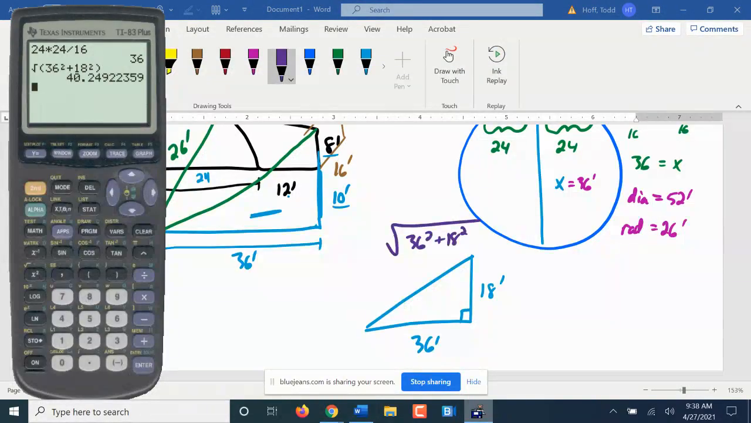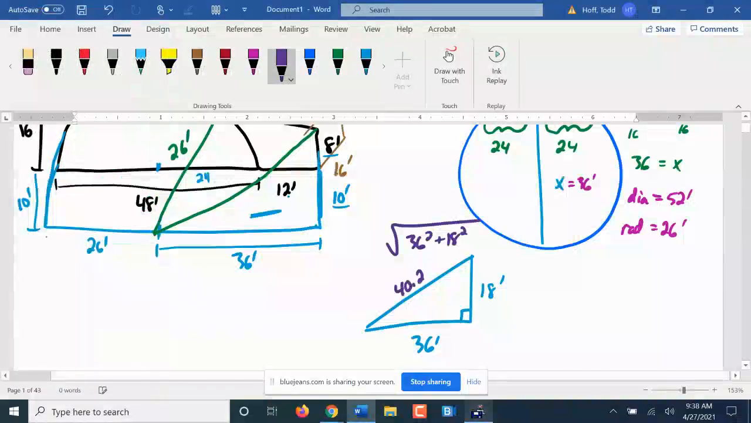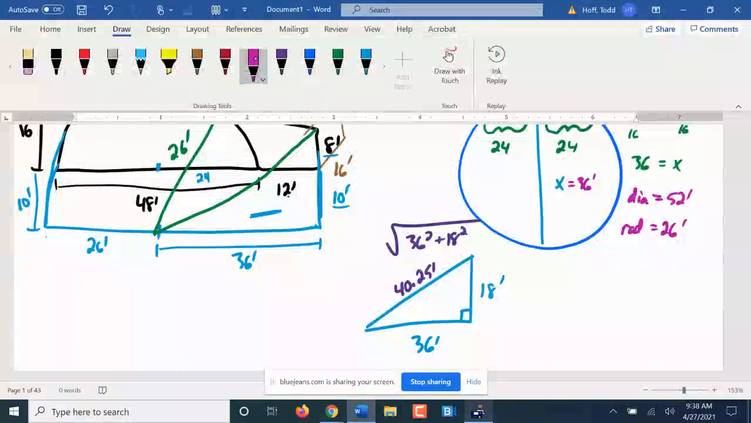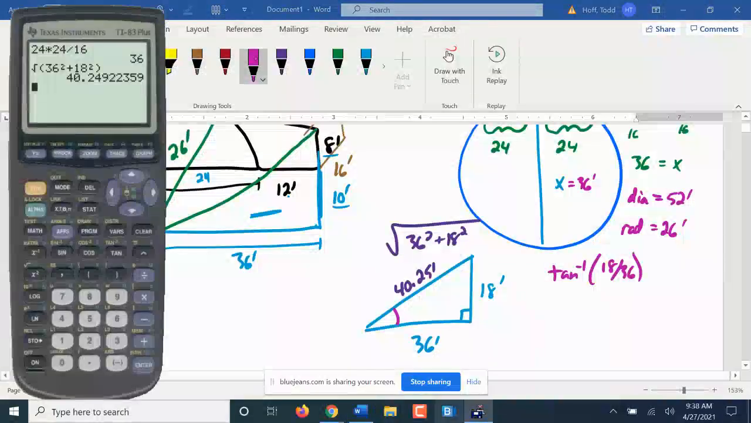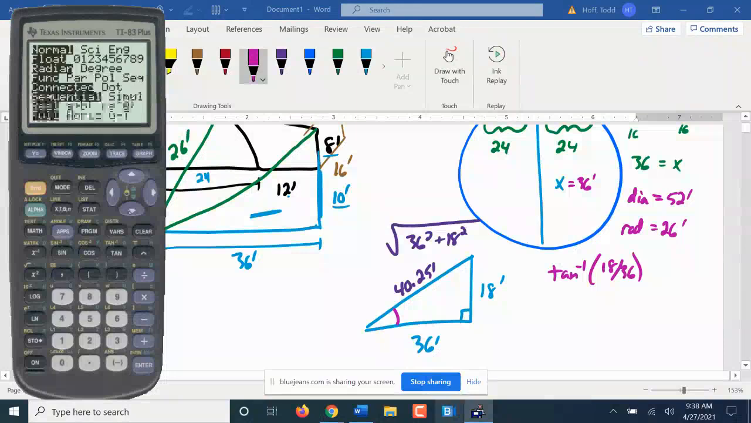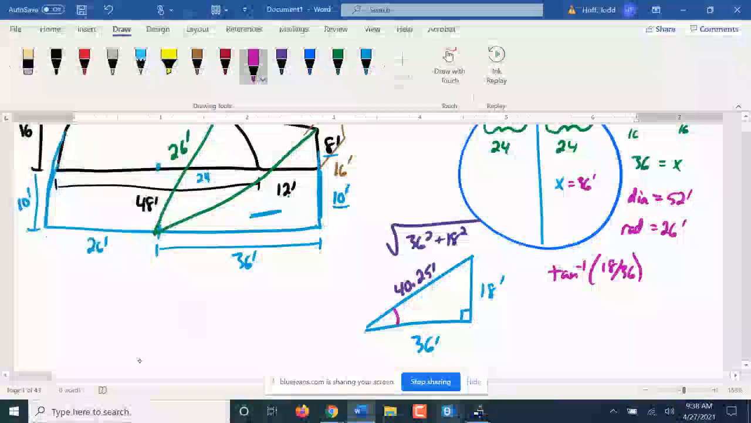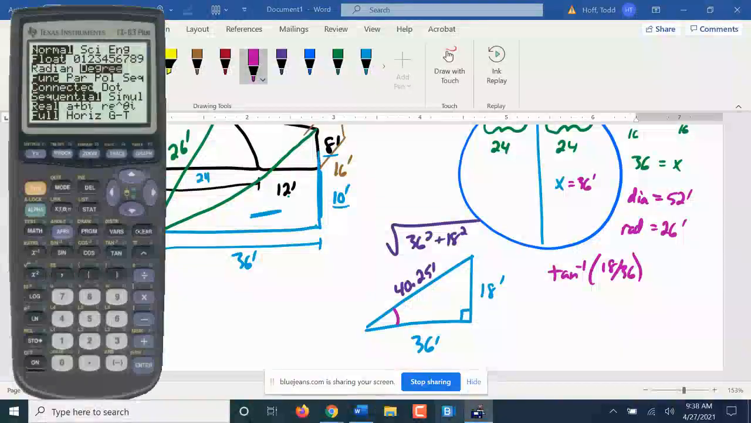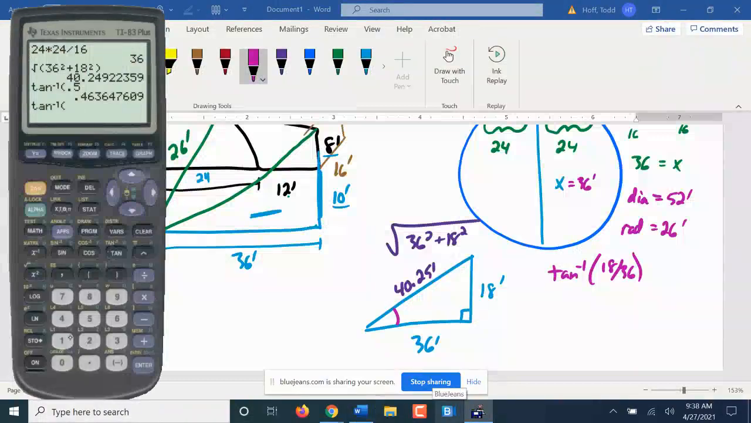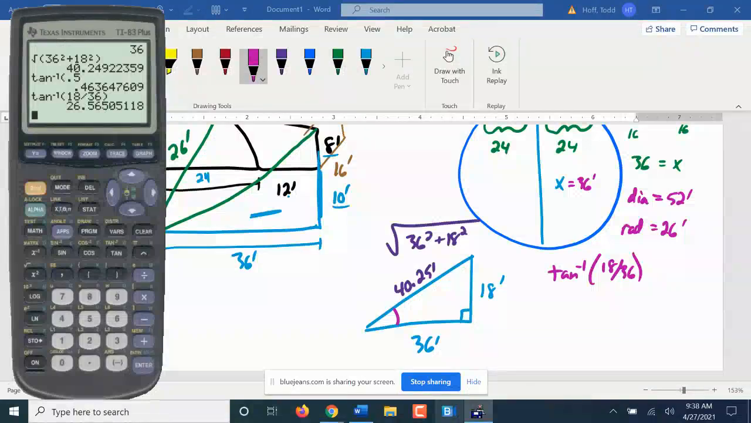Here's 40.25, we'll call it. So it's 40.25 feet. We need to find the angles as well. This angle here with the inverse tangent of 18 over 36. Settings got to get changed to degrees here. The inverse tangent of 18 over 36 is 26.57 degrees.